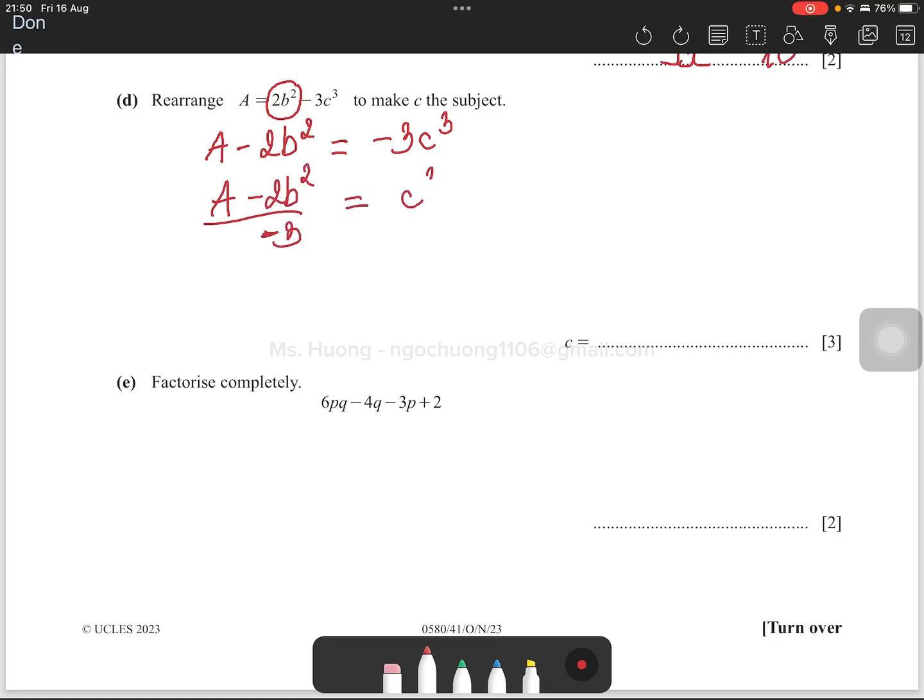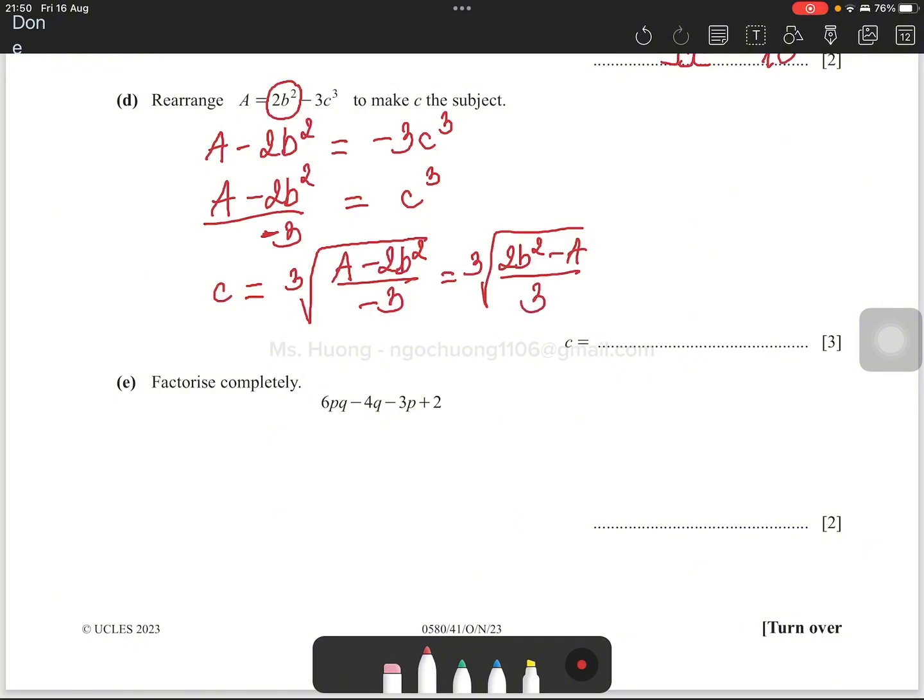And that is c cubed. Finally, to make c the subject, we need to remove the cube, which means we take the cube root of both sides. So this is the cube root of (a minus 2b squared) over -3. Or you can also write your answer like this: the cube root of (2b squared minus a) over 3. These two answers are the same.